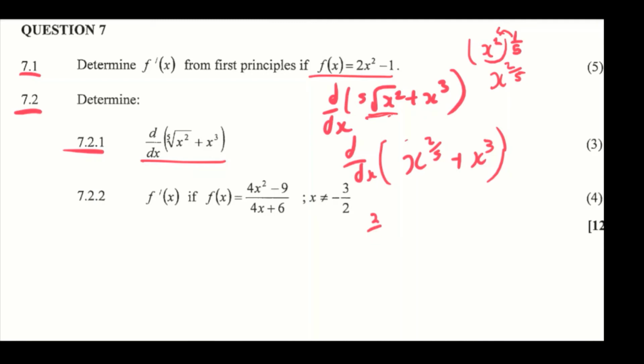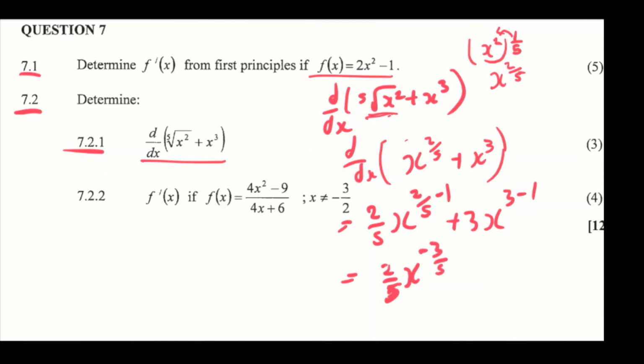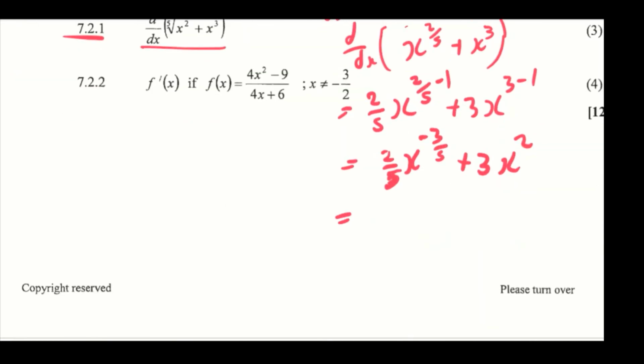Let me write this nicely. So it will be 2 over 5 x to the power of 2 over 5 minus 1 plus 3x to the power of 3 minus 1. So the answer would be 2 over 5 x to the power of, so you get minus 3 over 5, right, plus 3x to the power of 2, but we don't have to write exponents in negative form, so we must always put them in positive form. So you're gonna drop this x to the power of minus 3 over 5 at the bottom, so you have 2 over 5 x to the power of 3 over 5 plus 3x squared.